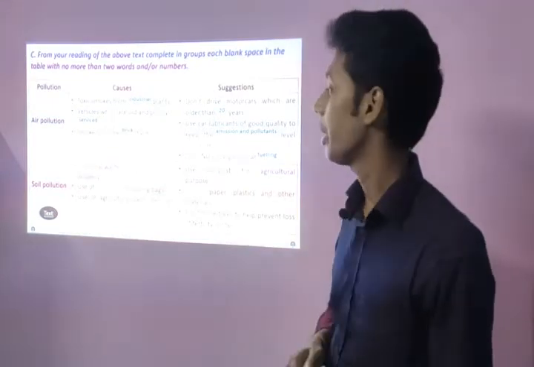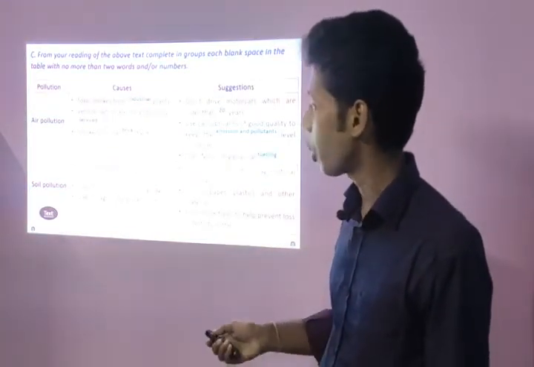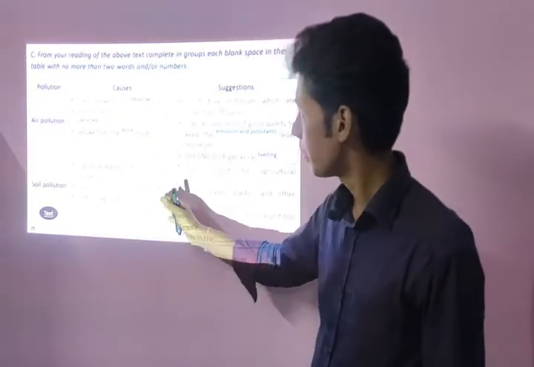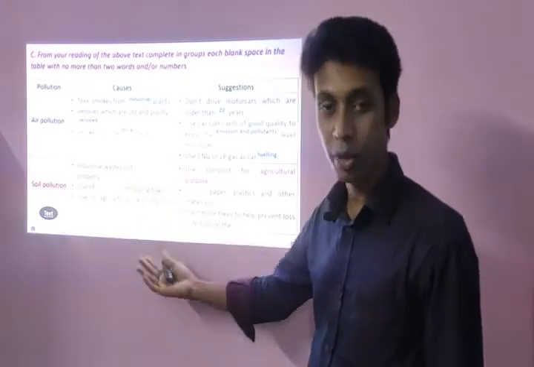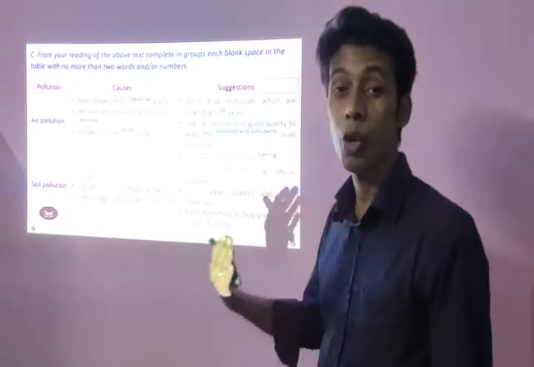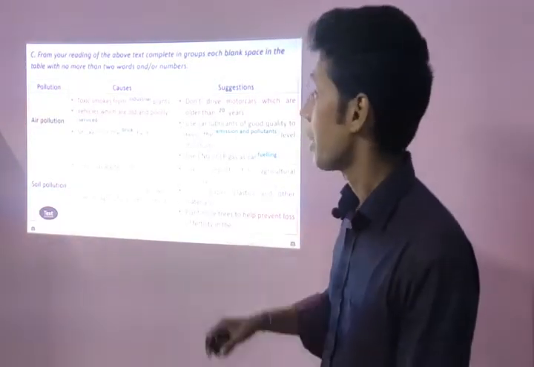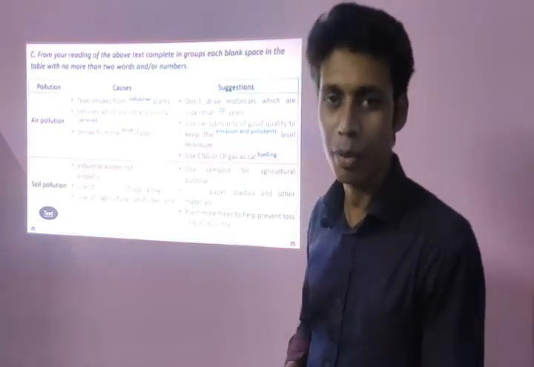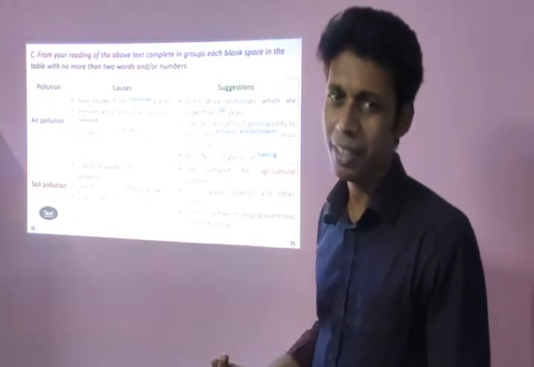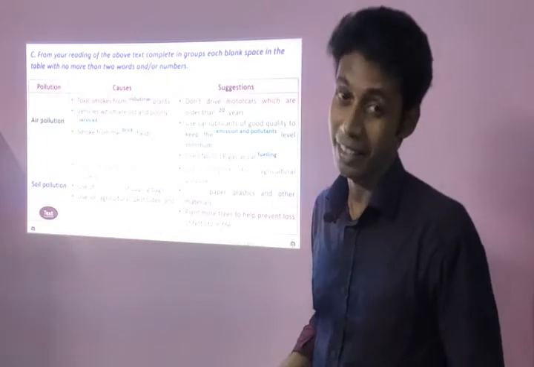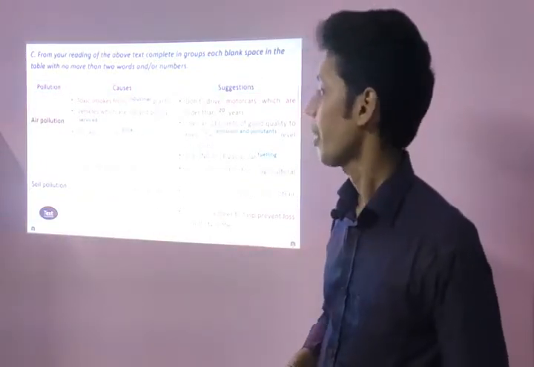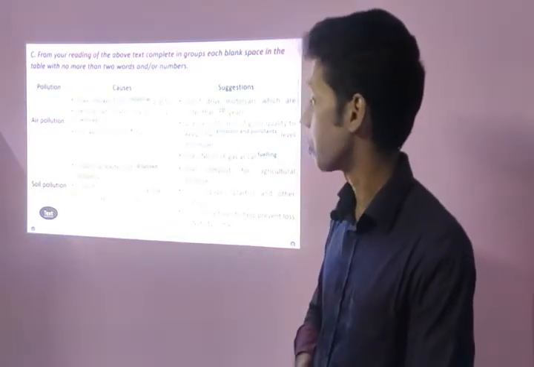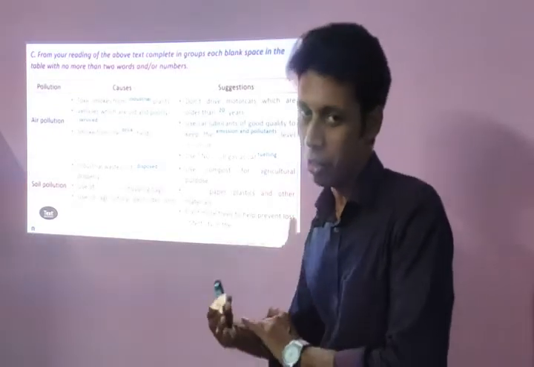Okay, dear students, let's see the causes of soil pollution. And after completing the causes of soil pollution, we will go to the suggestions for coping with soil pollution. Okay, industrial wastes not dash properly, that causes soil pollution. So, what should be the right answer? Can you guess? Yes, I think you all have done it very nicely. Okay, correct answer. Industrial waste not disposed properly causes soil pollution.